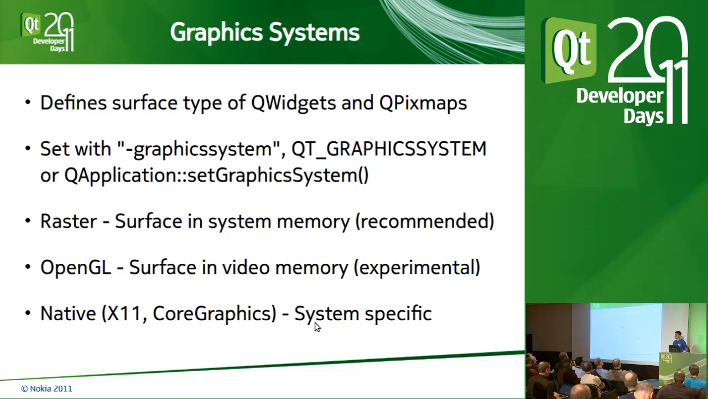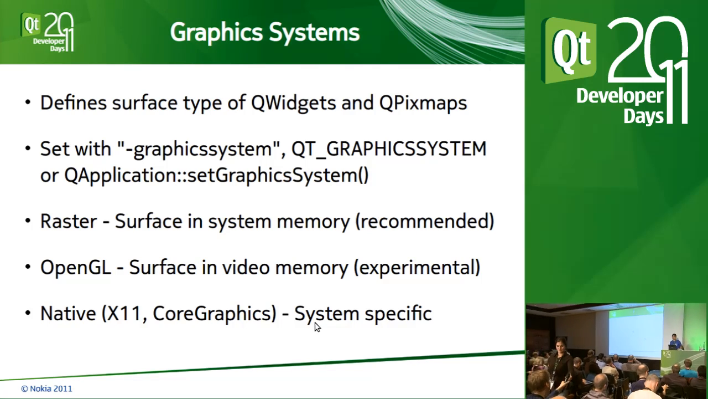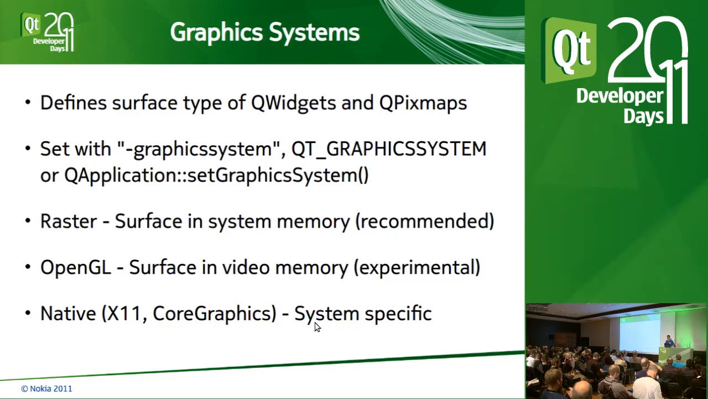We support a few different graphic systems. One is Raster, which is a cross-platform one. In this case, the surface is placed in system memory. If you use the OpenGL graphic system, the surface is placed in graphics memory, so you get an OpenGL context and a swap chain for your widget and a texture for your pixmaps. And we also have native graphic systems, which are system-specific, and we let the system decide what to do with the surface.